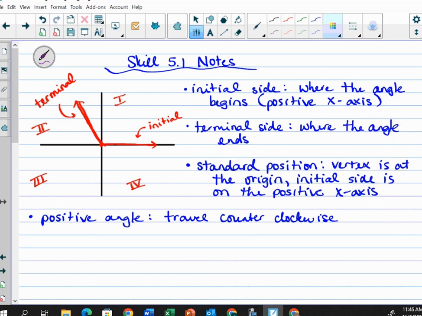So let's look at the angle I drew. If I want to name that as a positive angle, I start on the initial side and travel counterclockwise. That's the direction I'm going. I'm going to say this is about 120 degrees. I'm obviously just estimating, but we'll call that positive 120.